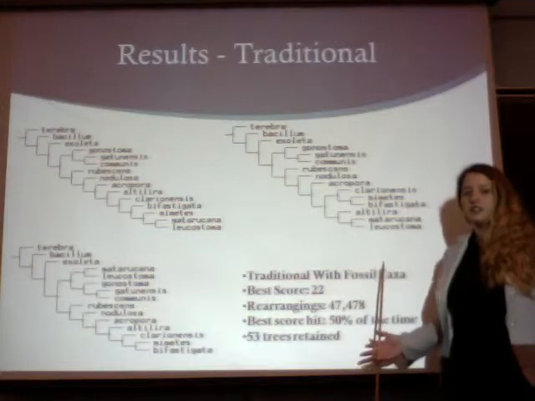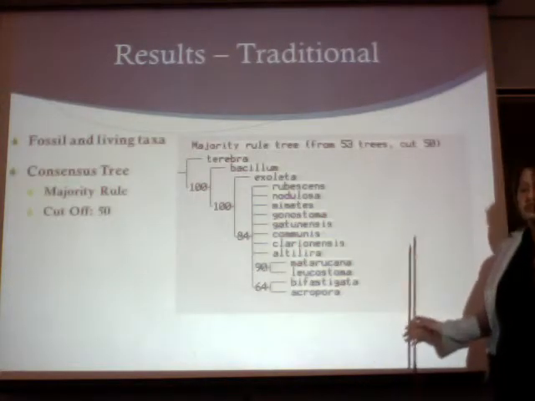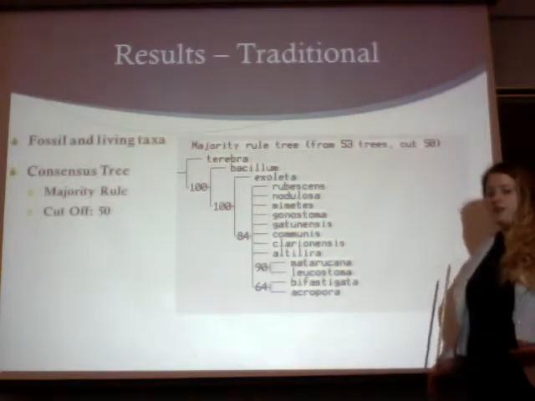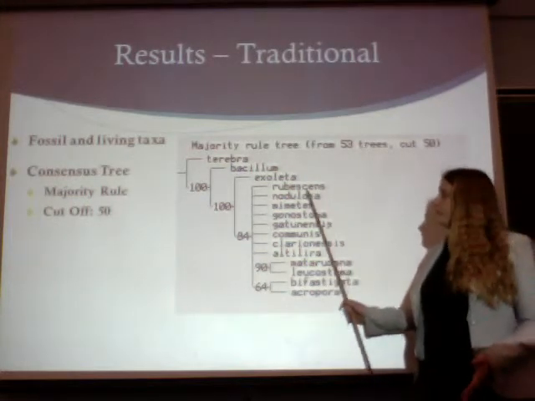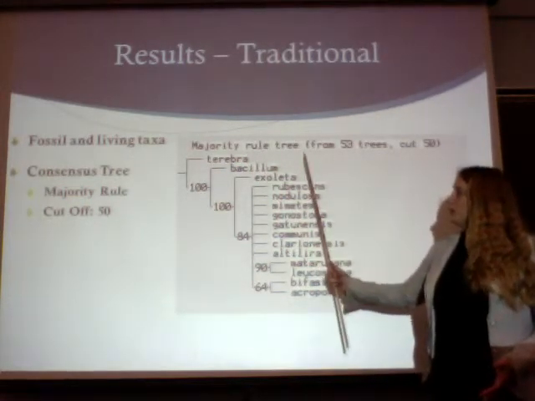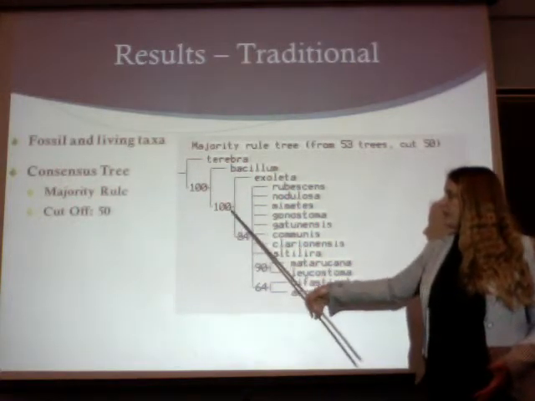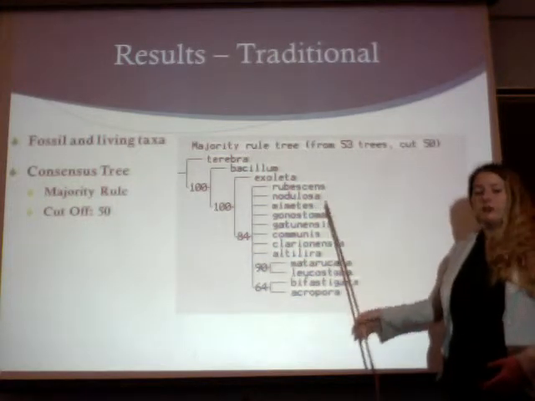Maybe some of them are correct. Next, I did a consensus tree. So this is again using the traditional character set with the fossil and living taxa. Now this tree, Turritella is my outgroup. Bacillum fell out 100% of the time. So did Exolita. But here we have some polytomy.